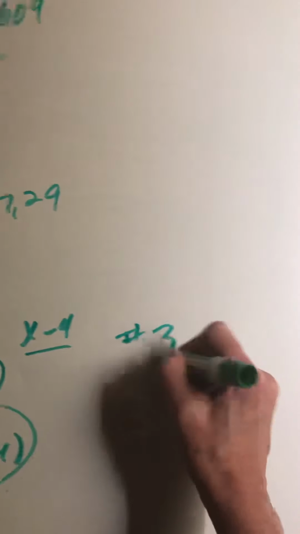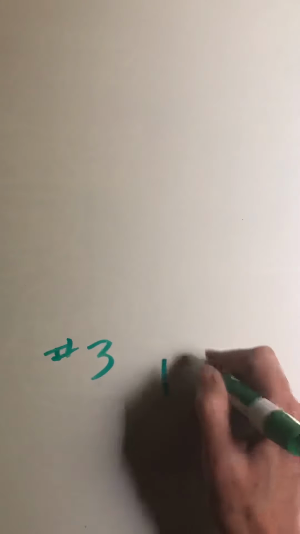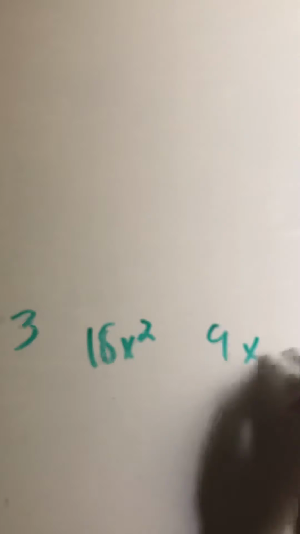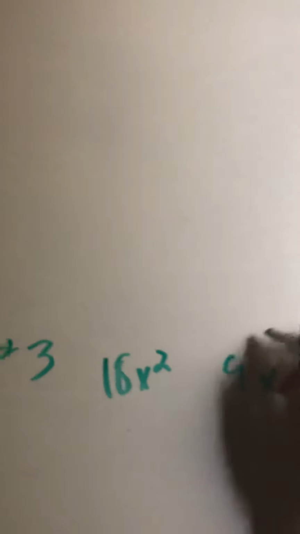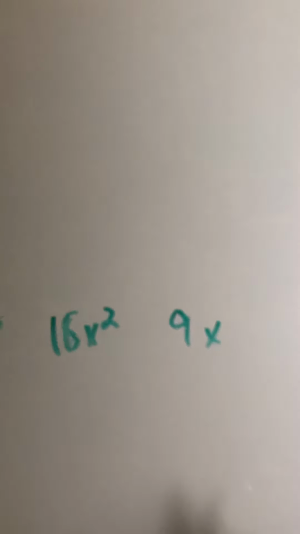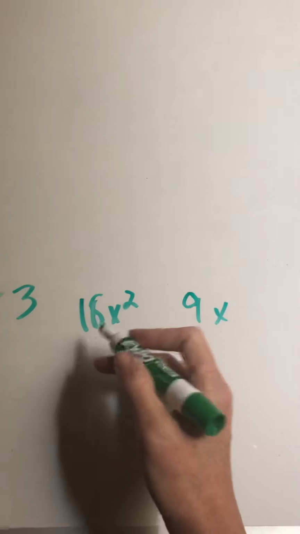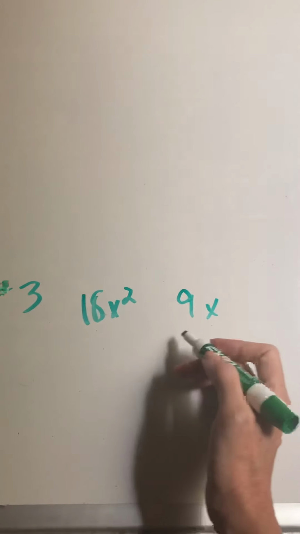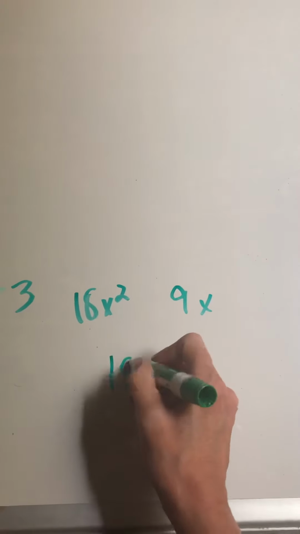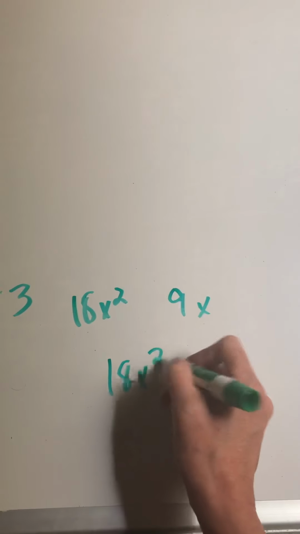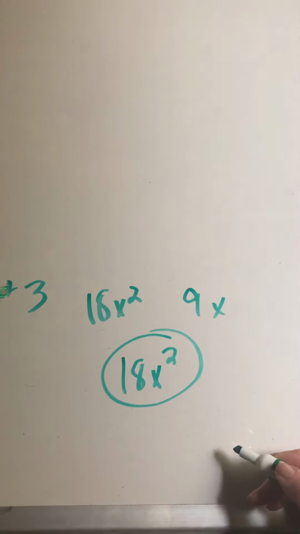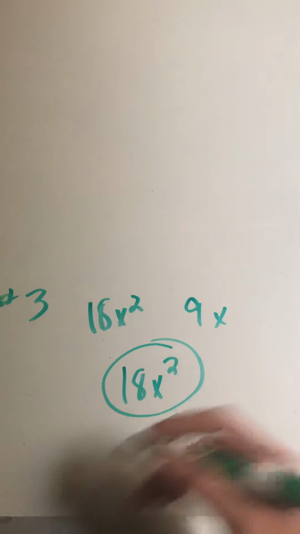Then number 3 on the warm-up, you've got 18x squared and you've got 9x. So again, for 18 and 9, you should know that your common denominator, your least common multiple, would be 18. And then for the x's, you take the biggest x there. So it would be 18x squared. So that works for 2 and 3 on the warm-up.